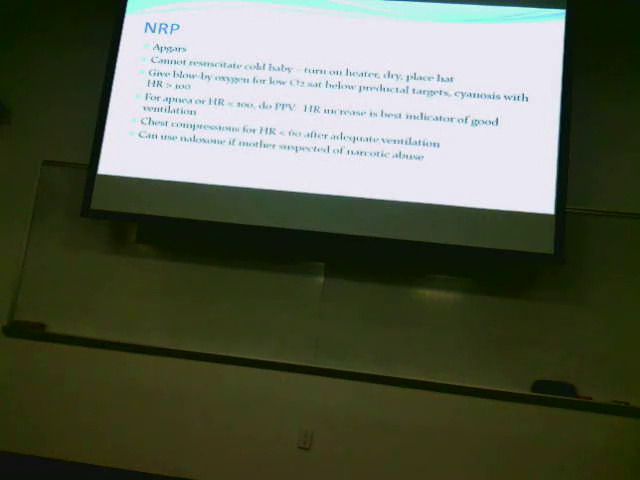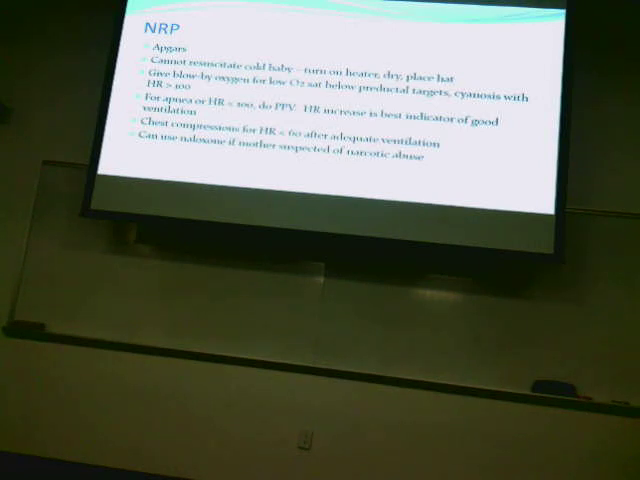So your APGARs, these are going to be just an assessment of how baby's doing right after they're born. You're going to get them at 1 minute, 5 minutes, and you're going to keep getting them if they're still low. So with resuscitation, you cannot resuscitate a cold baby. That's one of the most important things from the very beginning you want to think about. So you want to turn on that heater, dry the baby, and place a hat on their head because that's where most of their heat loss is going to be from.